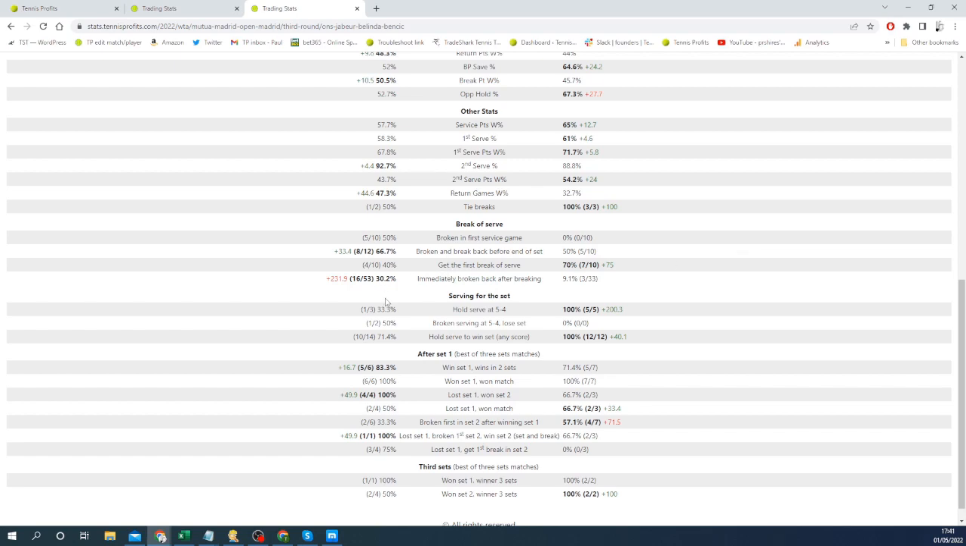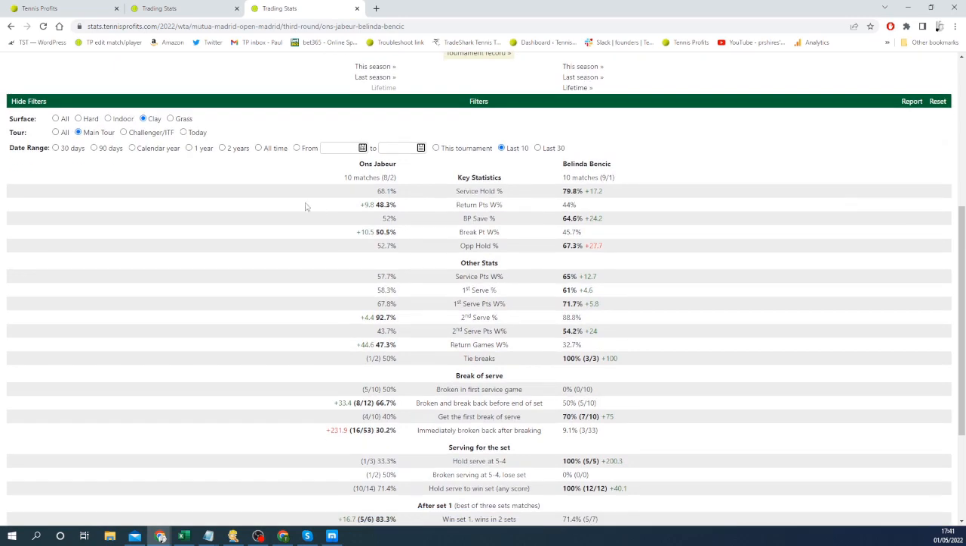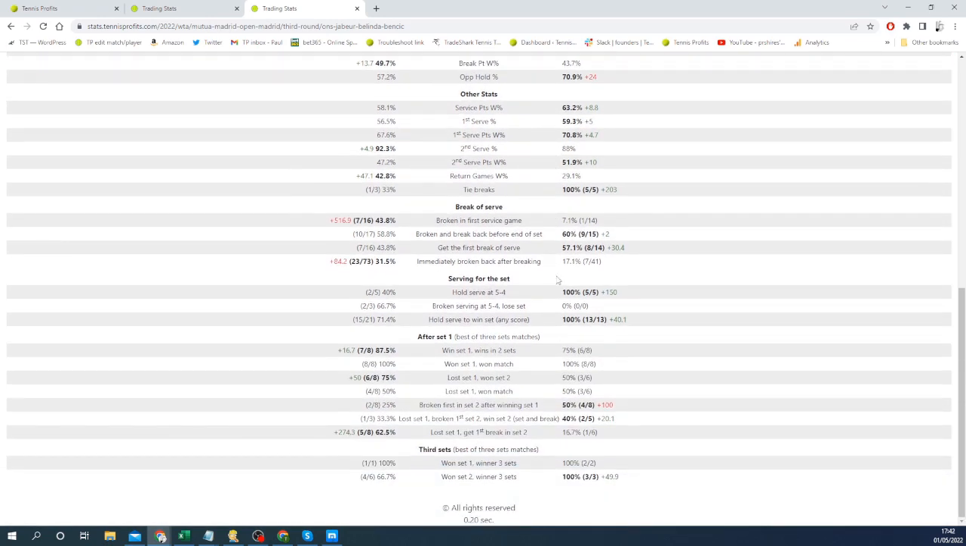30% of the time in their last 10. Let's change that to a year. Gives us a bigger sample. So Jabeur, 31% of the time after breaking, she immediately gets broken back, whereas it's just 17% for Bencic. She's a little bit more reliable at consolidating the break of serve by holding serve herself.